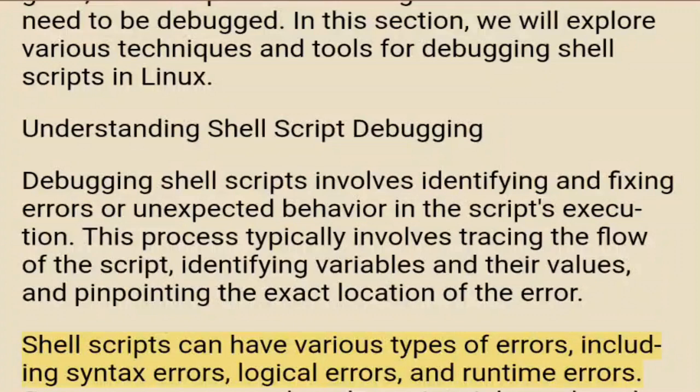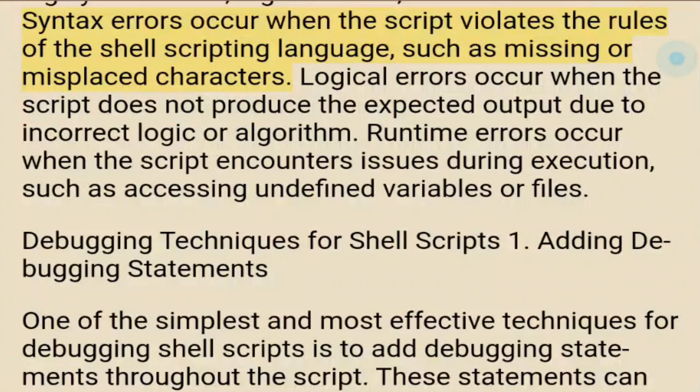Shell scripts can have various types of errors, including syntax errors, logical errors, and runtime errors. Syntax errors occur when the script violates the rules of the shell scripting language, such as missing or misplaced characters. Logical errors occur when the script does not produce the expected output due to incorrect logic or algorithm. Runtime errors occur when the script encounters issues during execution, such as accessing undefined variables or files.